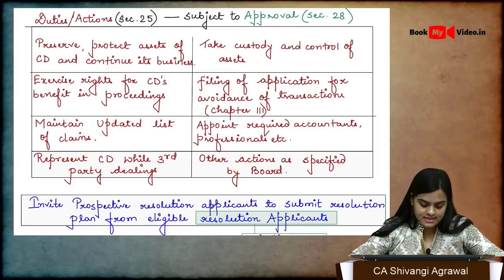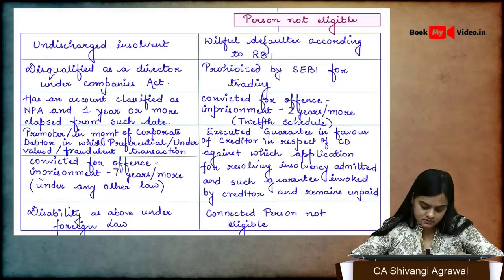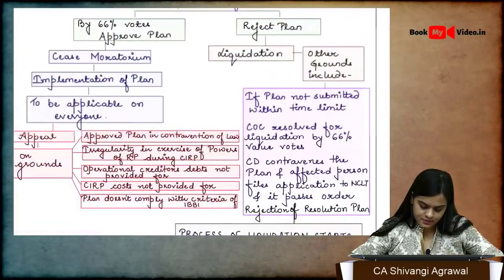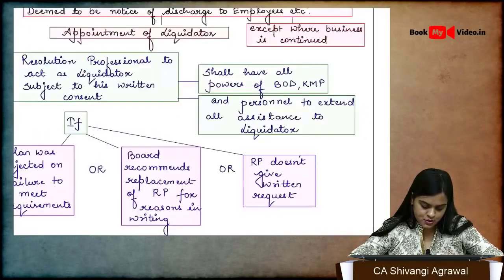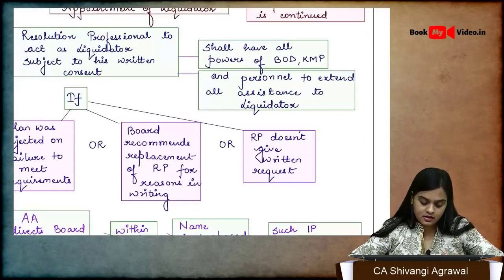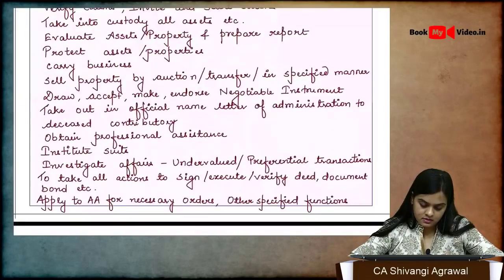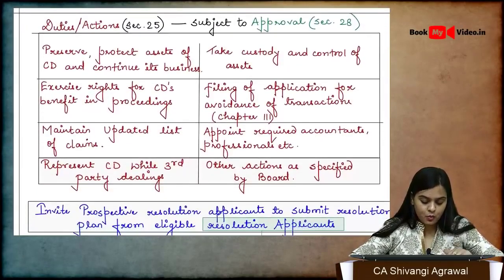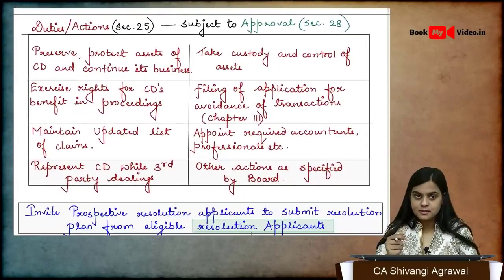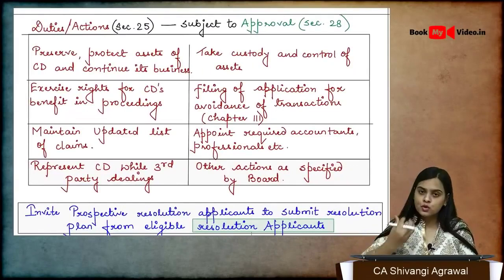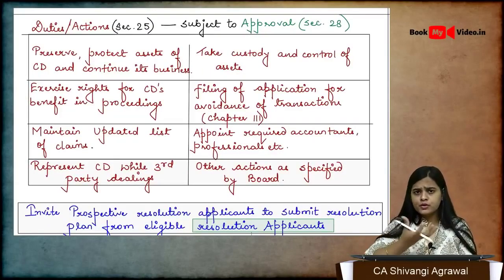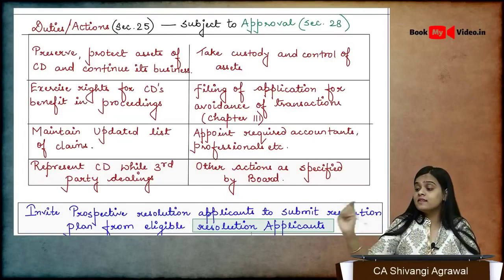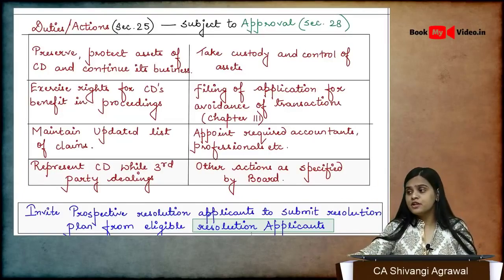If you want to raise any... I don't think I have included that section 28 in the chart, so you read it on your own. Anyways, if you want to raise any interim finance, that means you already have so much of a loan. Now you want more loan, you want to raise some interim finance. You cannot raise it on your own. You need to go and take the permission from the committee of creditors.